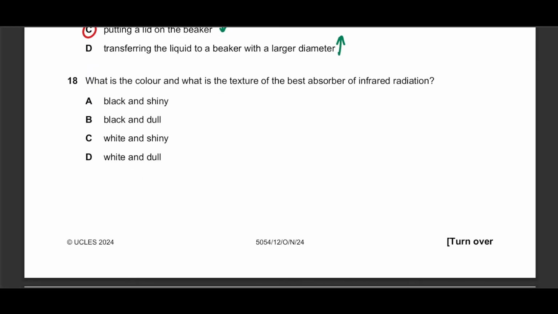Question 18, again a fact-based, memory-based question. He says the best absorber of infrared radiation should be black and it should be dull. So option B would be the right answer.